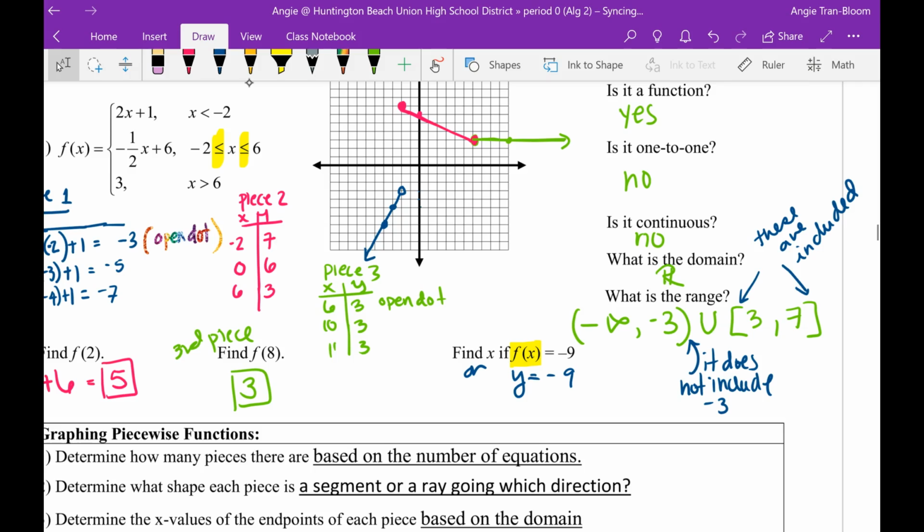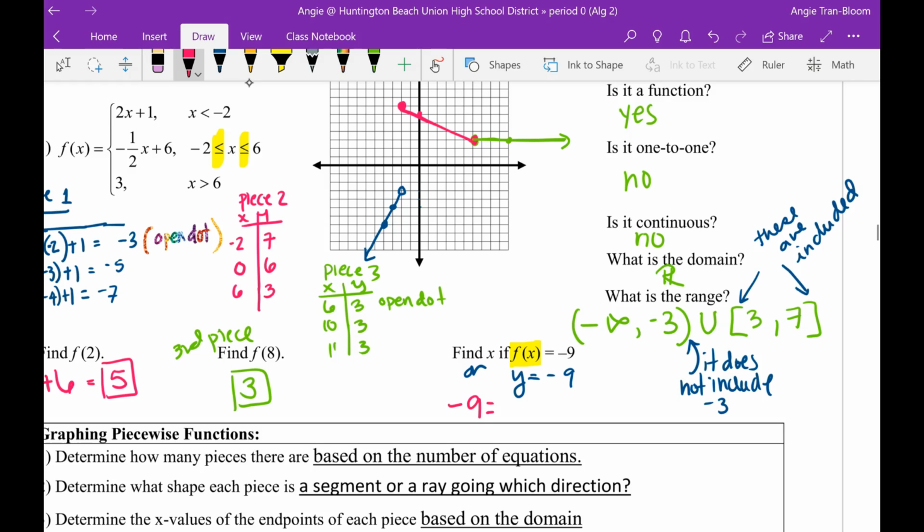Out of those 3 pieces, which one contains a y value of negative 9? First piece, second piece, or third piece? Which one has a y value of negative 9? First piece, yeah. Look, the 2 pieces above would never hit negative 9 for y. So when I'm looking for x, I have to use first and only first piece, okay? So that's what I'm going to go back and plug in. What am I going to plug in? Negative 9 for y. All right, let's do it.